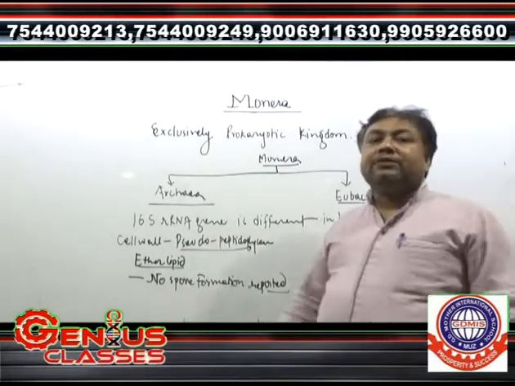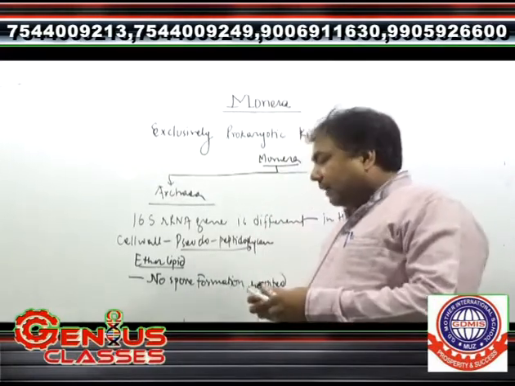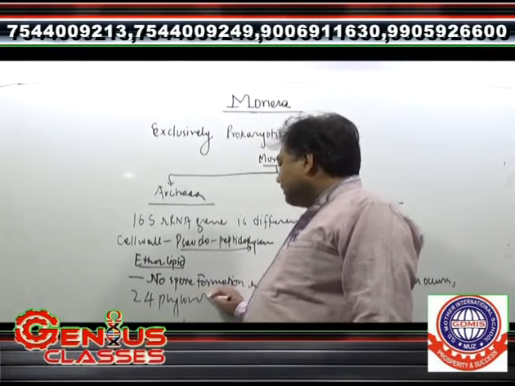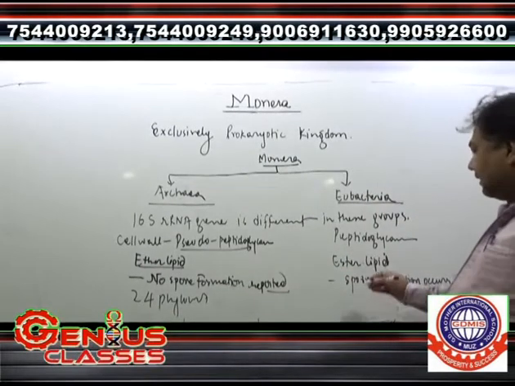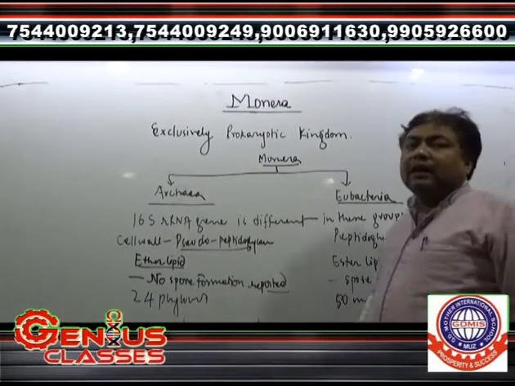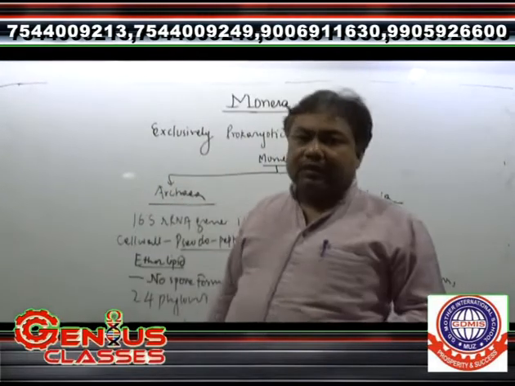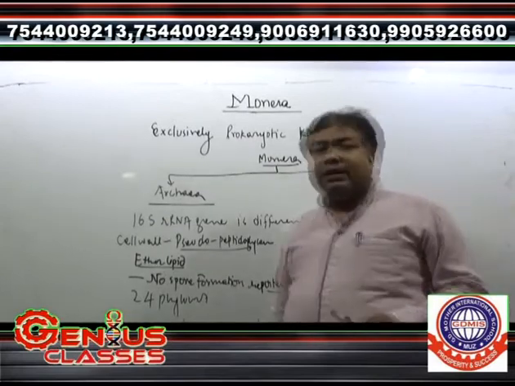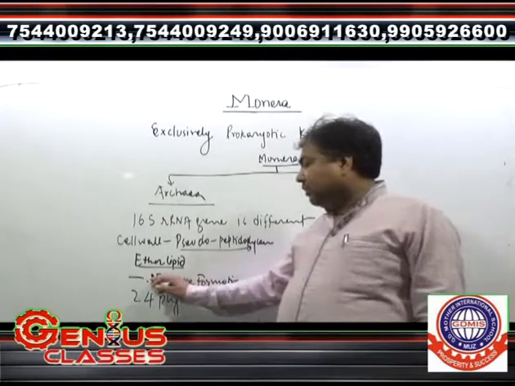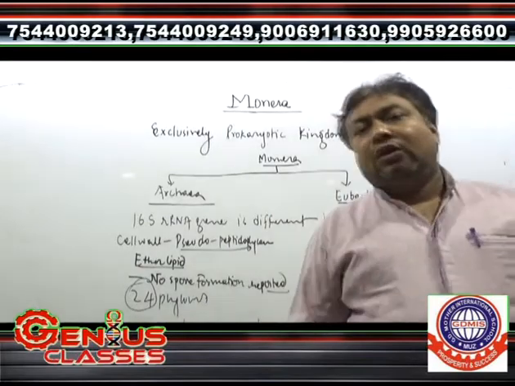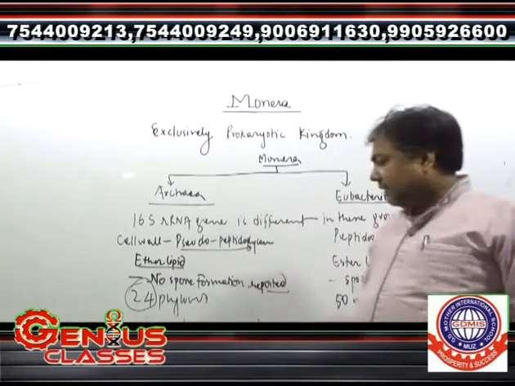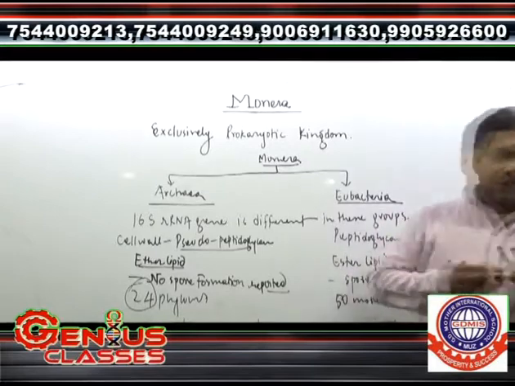Under these sub-kingdoms there are several phyla. Approximately there are 24 phyla in Archaea, and there are more than 50 phyla under the sub-kingdom Eubacteria. But very few have a cultured representative. Among 24 phyla, only 8 are represented by a species. Okay. Now we see the types of Archaea.